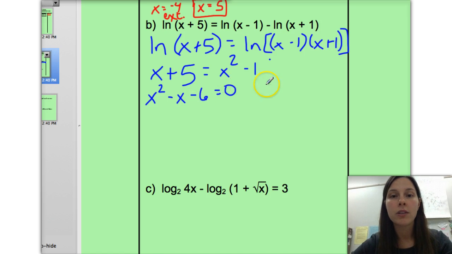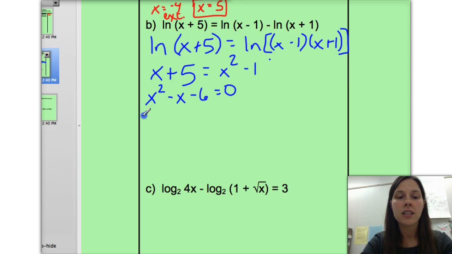If you didn't follow me doing that in one step, flip-flop it first. X squared minus 1 equals x plus 5, then move the x and the 5 term over, and you'll see that you'll get the same thing. Factoring again, what multiplies to negative 6 and adds to negative 1. This time we get a positive 2 and a negative 3.